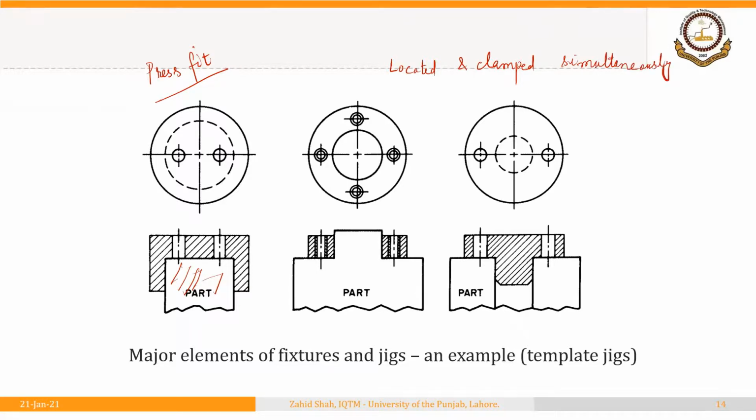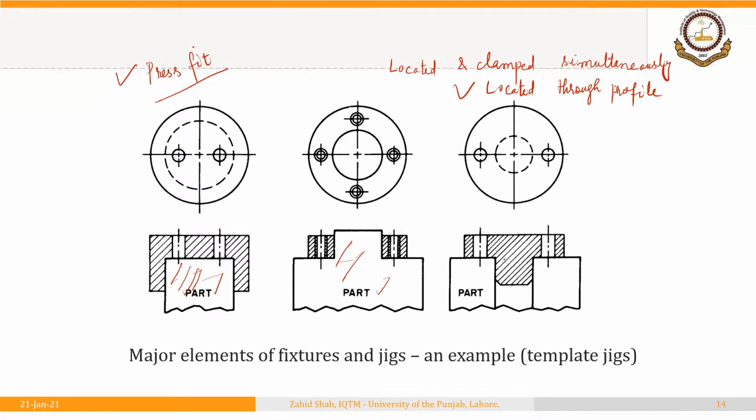So the workpiece is located through its outer boundary, so that is called located through external profile. It is located through its external profile, and it is clamped through press fit. So that is a very important type of jig that is very commonly used for a small quantity of parts to be drilled. The same concept is used in the second figure, but the shape of the part is slightly different, and here we have 4 holes to be drilled instead of 2.